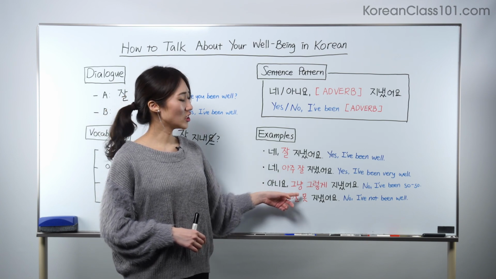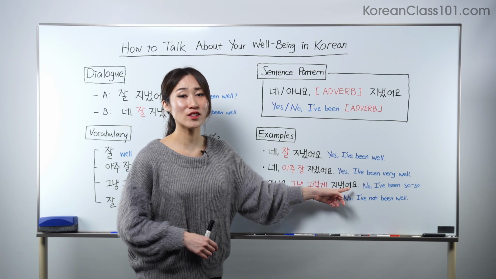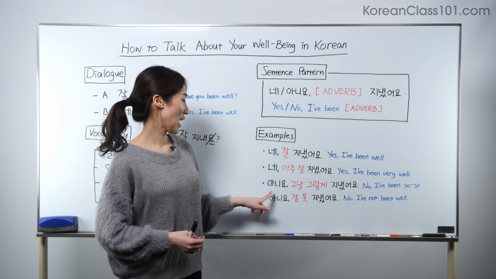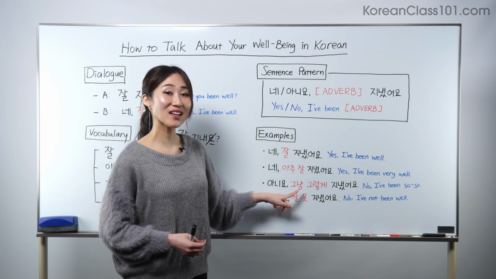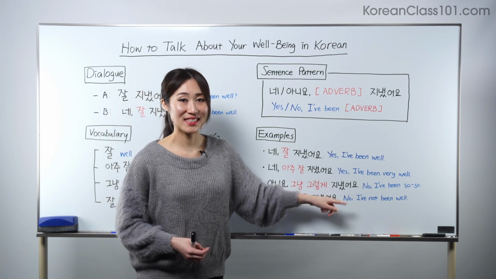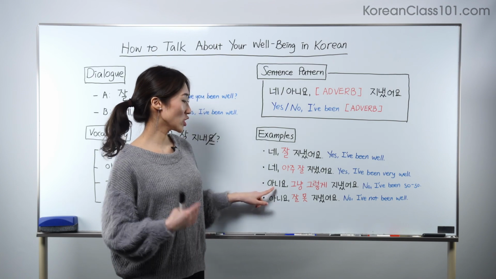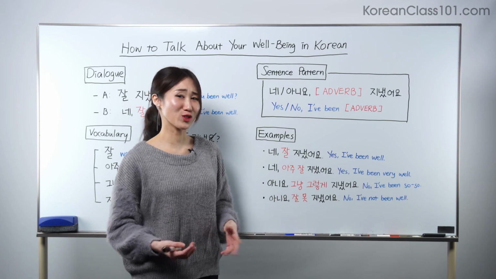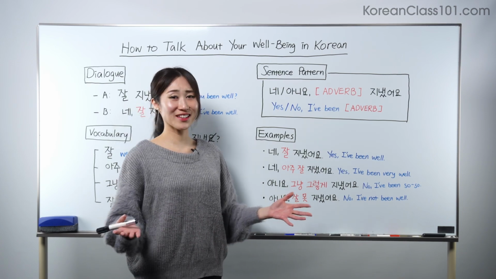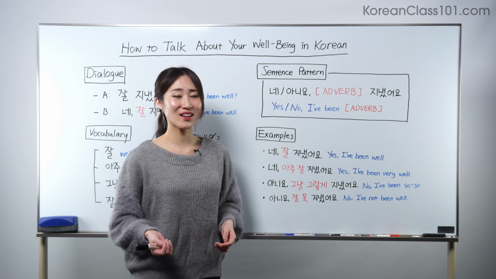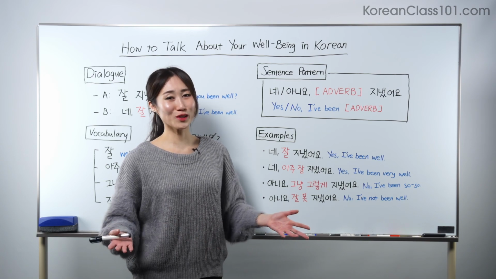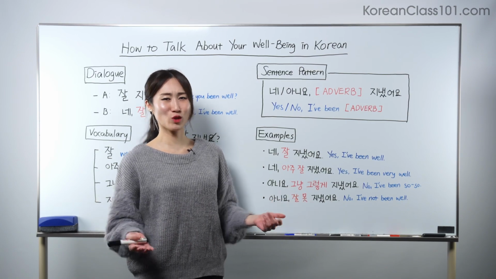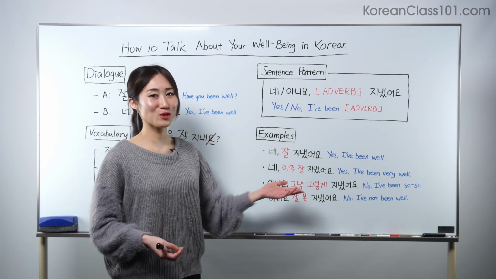How about this? 아니요, 그냥 그렇게 지냈어요. No, I've been so-so. So 아니요 means no, 그냥 means just, 그렇게 like that. So just like that. I've been just like that. So it's I've been so-so or it wasn't so good. But it wasn't really bad. So it's like I've been so-so.